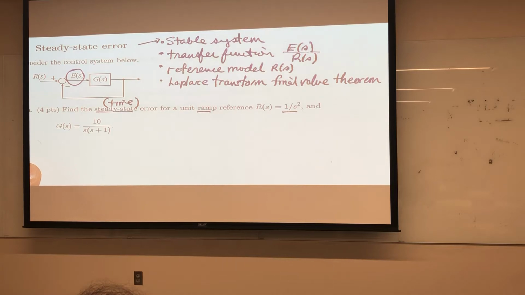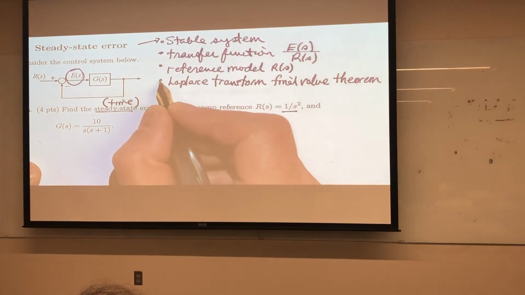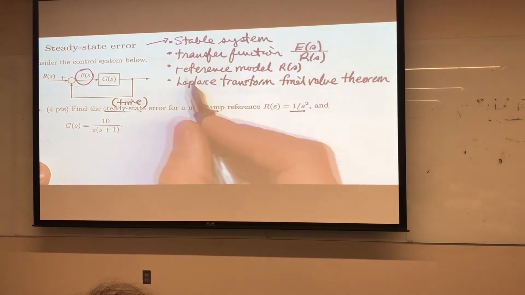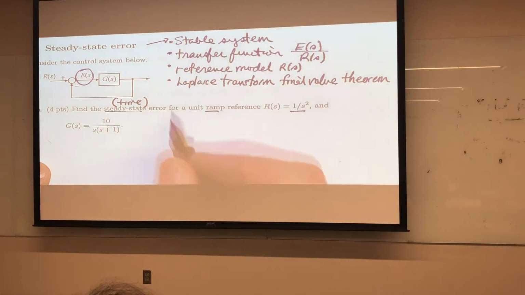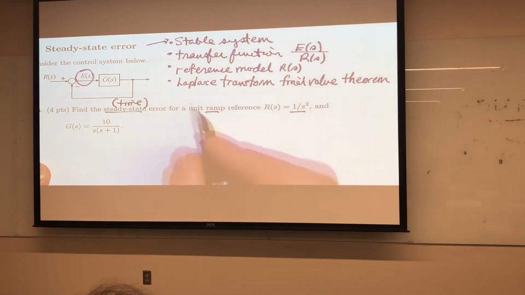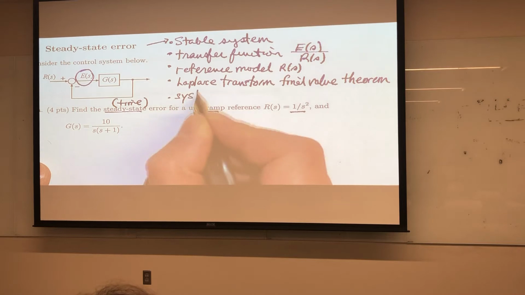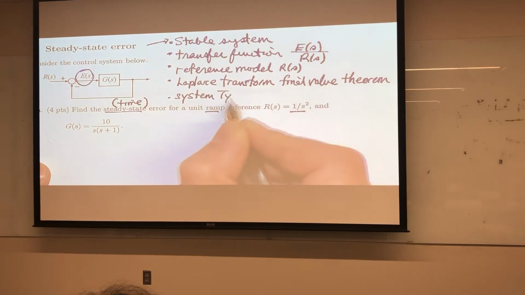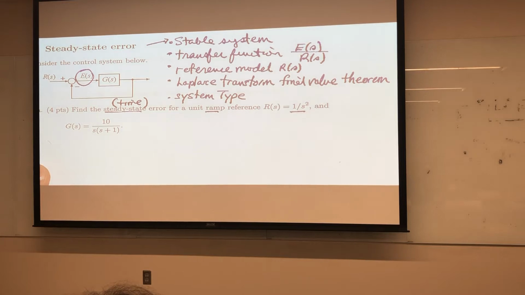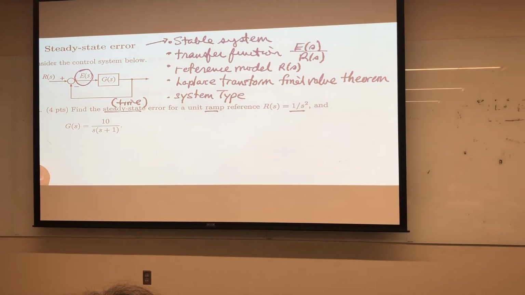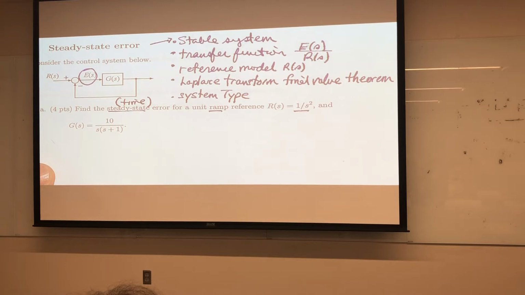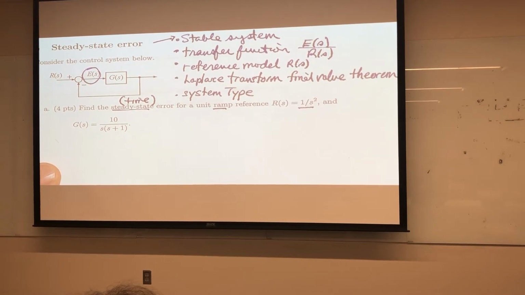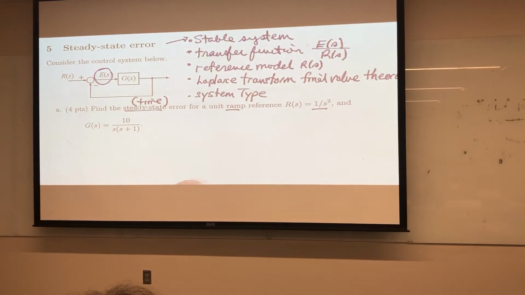And then finally, if we do this regularly enough, we start developing patterns. And one of the things that we can do is take a look at what is known as the system type. And the type can tell us a lot about the steady state error for some of the common reference inputs. And so let's go ahead and step through these 2 problems that are on this page and try to review some of these principles.